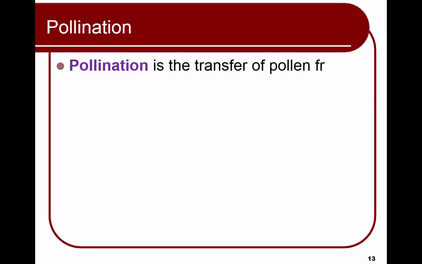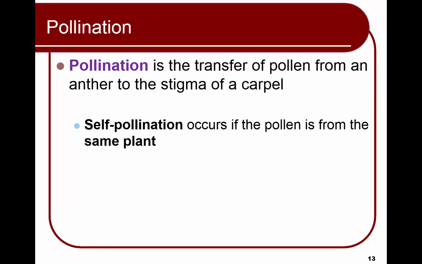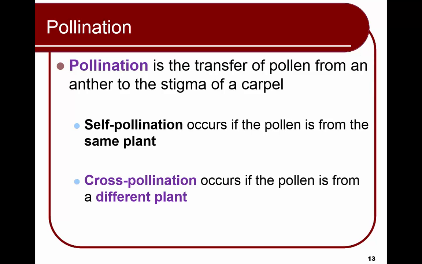Pollination happens when the pollen from the anther lands on the stigma of the carpel. And it's self-pollination if the pollen came from the same plant. It's cross-pollination if a different plant produces the pollen, and then it moves to another plant on the stigma.